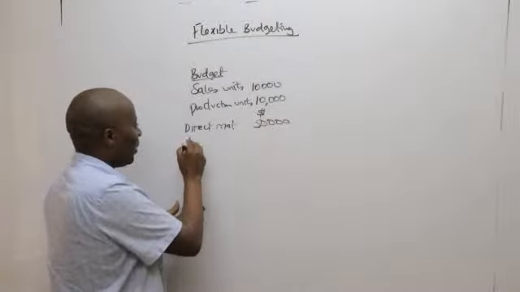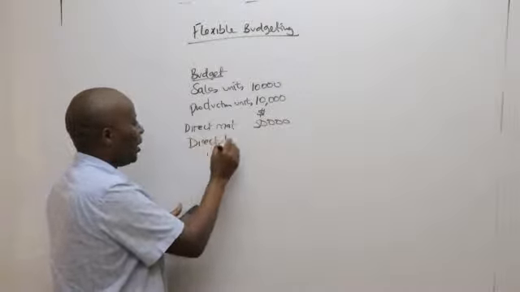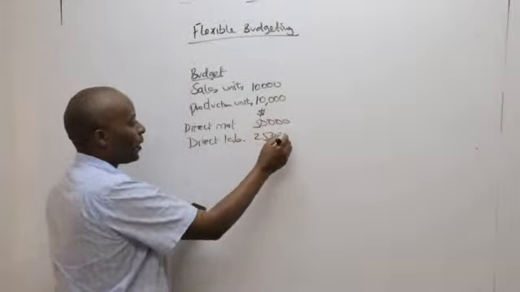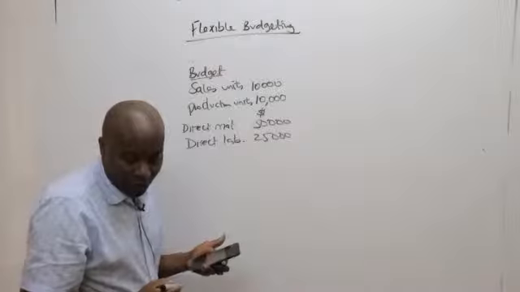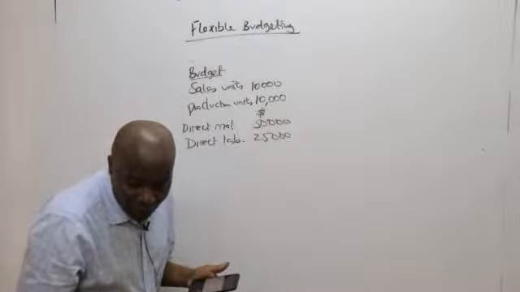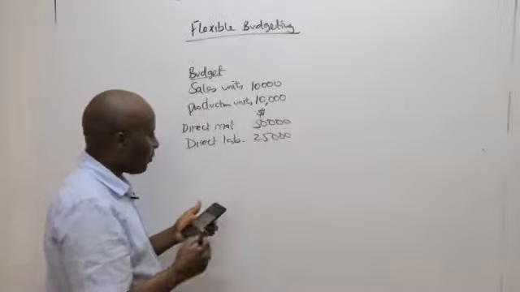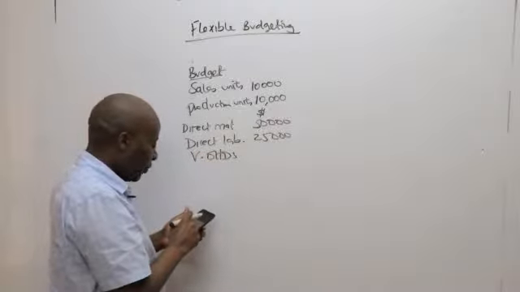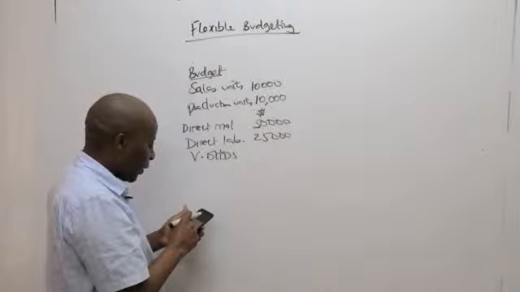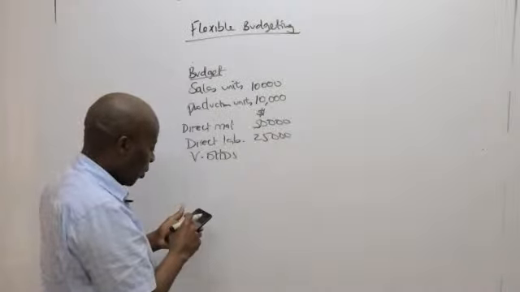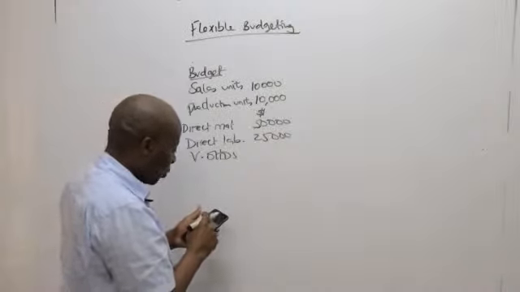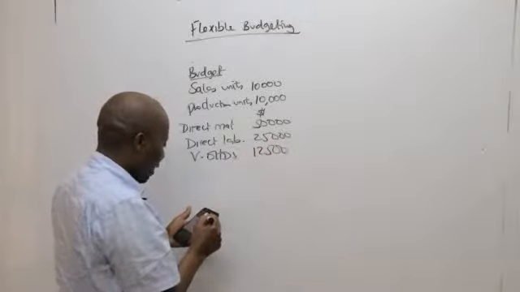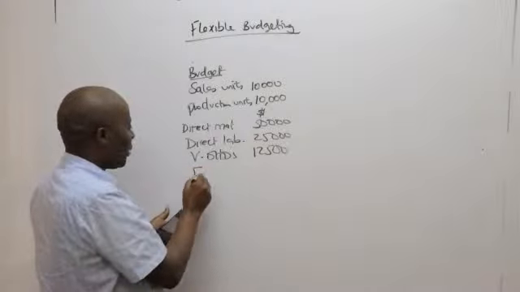Direct labor, how much? 25,000. Direct labor, 25,000. Ladies and gentlemen, the next one is variable overheads. Variable overheads, no, variable overheads is 12,500. We have fixed overheads, 10,000.